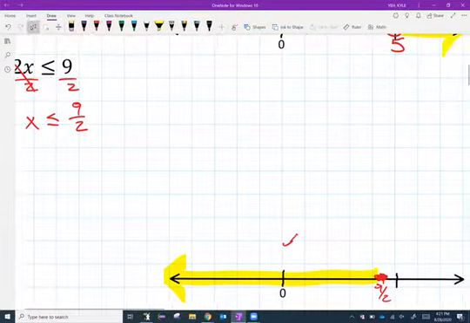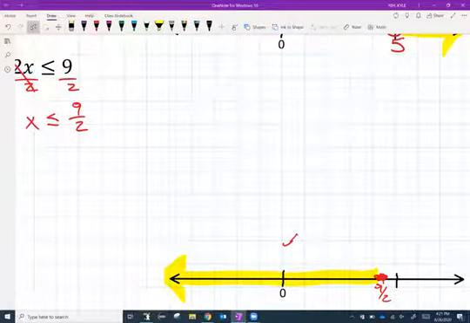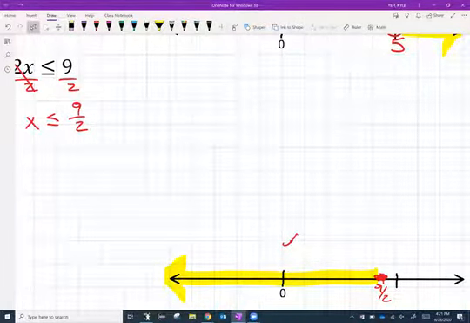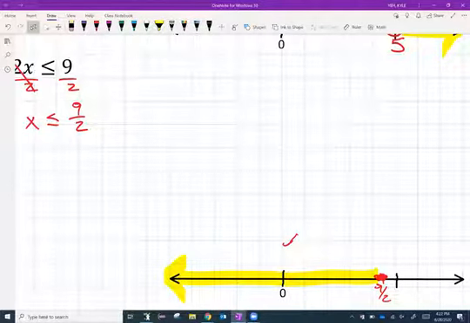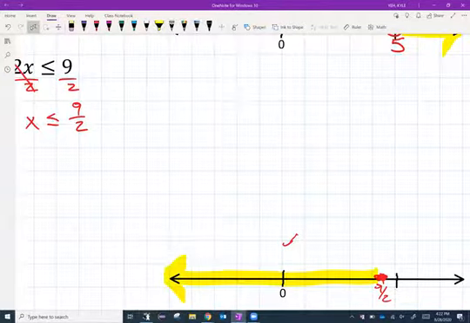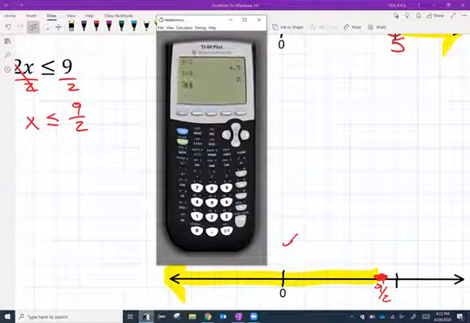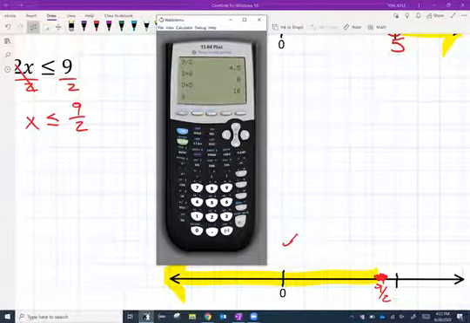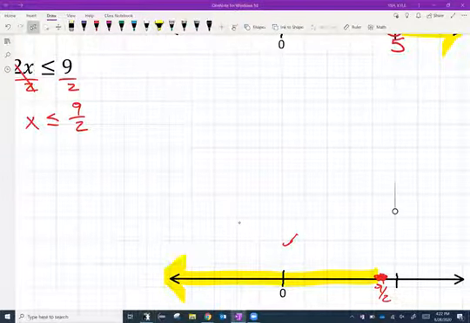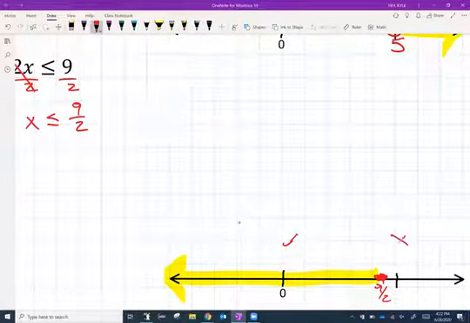What about something that should not work? Let's test one point on this number line that should not work according to our shading. So how about 5? Because we said 9 halves was 4.5. So I'm going to try plugging in 5. Is 2 times 5 less than or equal to 9? The answer is no, it's 10. And so it didn't work, but that's okay because that's actually what we wanted. We plugged in 5, which is not shaded, and it did not work.